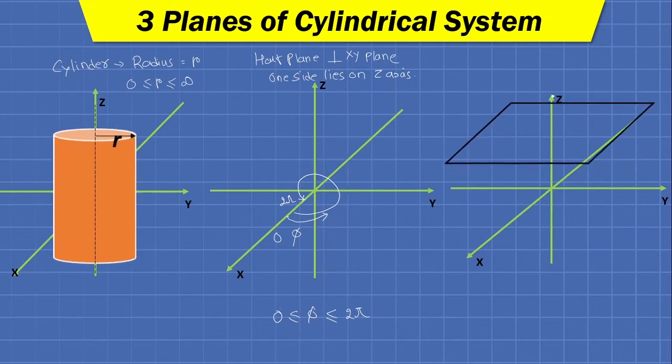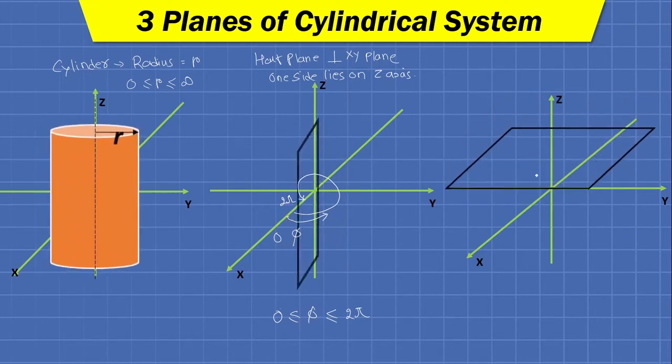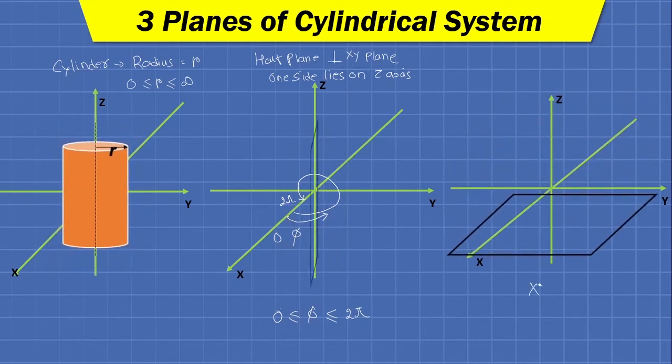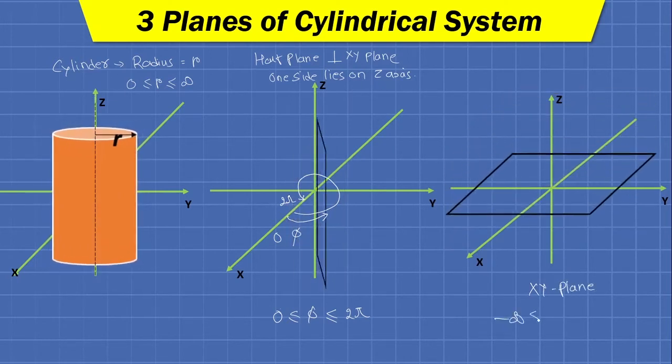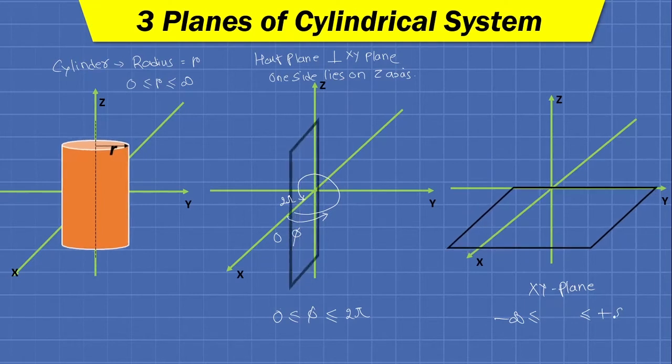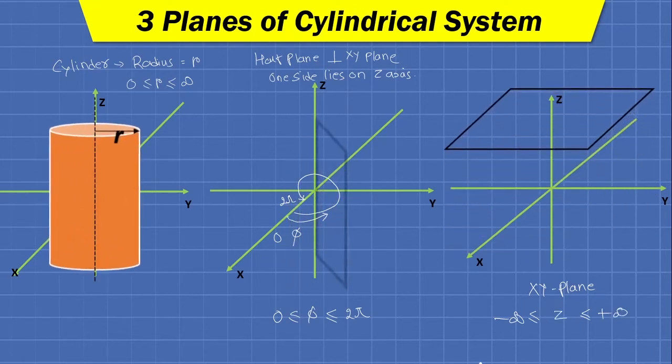And the third surface in the cylindrical system was an xy plane, which is free to move from negative infinity to positive infinity on the z-axis.